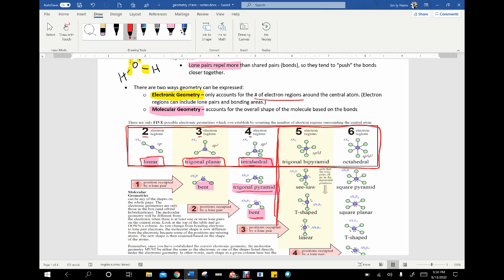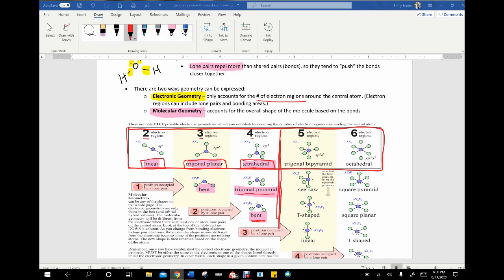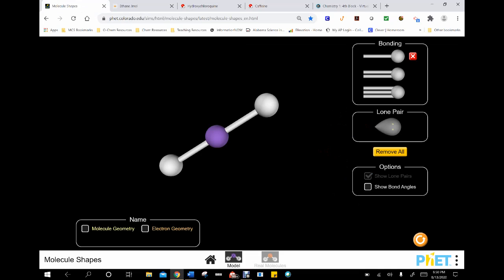Then, if we proceed down to the last one, which matches our water molecule, where we have 2 bonds and 2 lone pairs, the geometry there is going to be bent. And so I'm going to pull up a simulation right quick, just so we can visualize a few of these, since we aren't in class together for me to hold up some models.